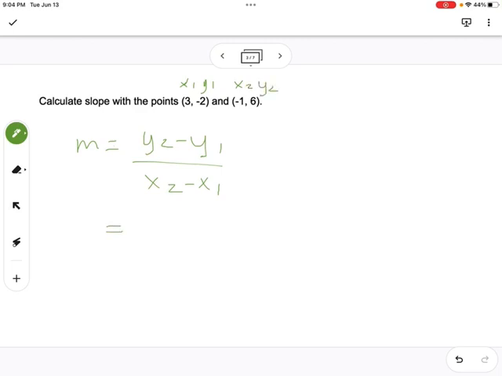Okay, so putting those into the equation, our y2 we've labeled as 6. We want to subtract y1, which is negative 2. And that's over our x2, which is labeled as negative 1, subtract our x1, which is 3. So 6 minus negative 2, that becomes 6 plus 2, which is 8. And negative 1 minus 3 gives us negative 4. Okay, if we simplify that, 8 divided by negative 4, that gives us negative 2 as our slope.